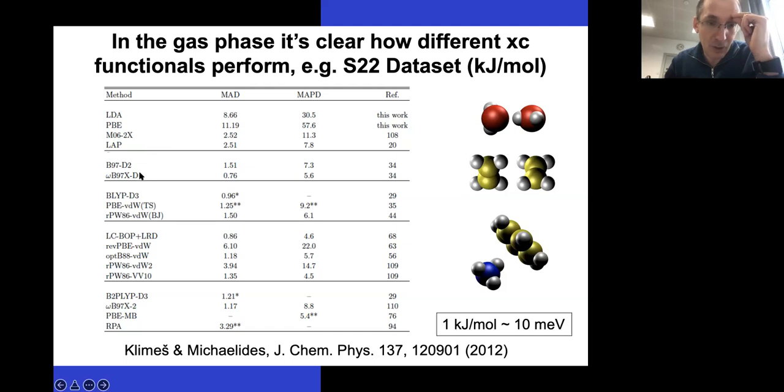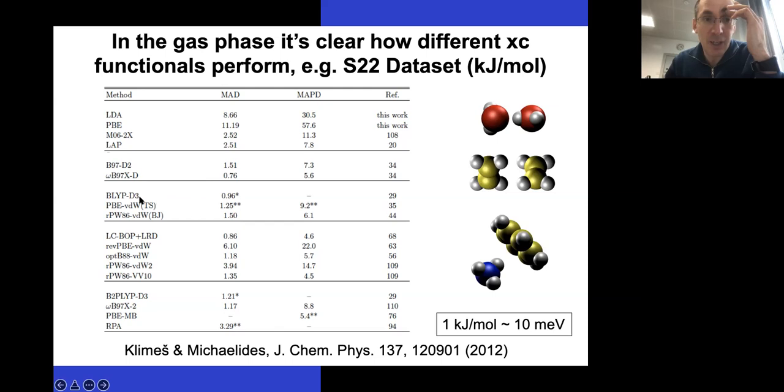And there's a lot in this table, but really some of the key points I want to draw your attention to is if we look at the mean absolute deviation, and now we're still in units of kilojoules per mole, and 1 kilojoule is about 10 millieV. In kilojoules per mole, what we find is we have many approaches in the gas phase that can deliver very high accuracy, that can give us precision of 1 kilojoule per mole, 2 kilojoule per mole. So for example, if we look at PBE, this does not deliver this accuracy. It is very bad at describing these weak molecular interactions. So it gives a value of 11 kilojoules per mole for the mean absolute deviation.